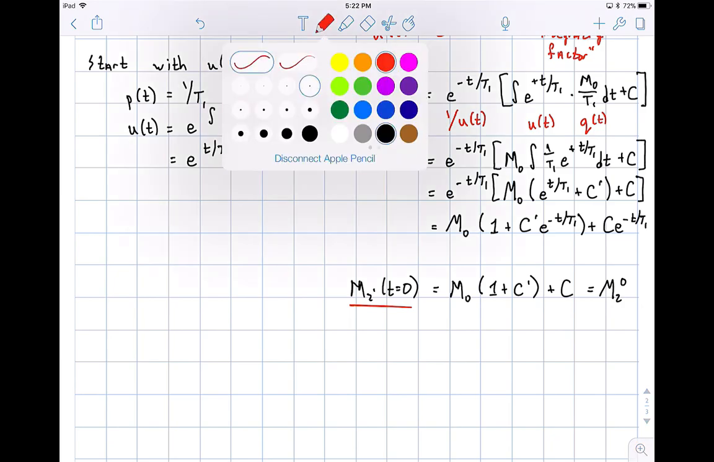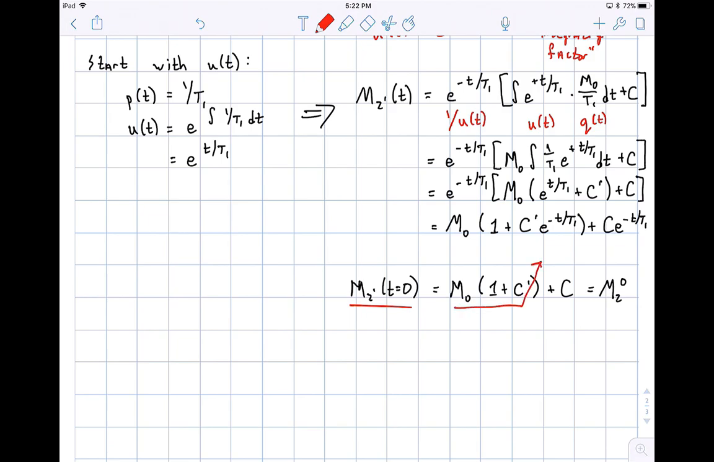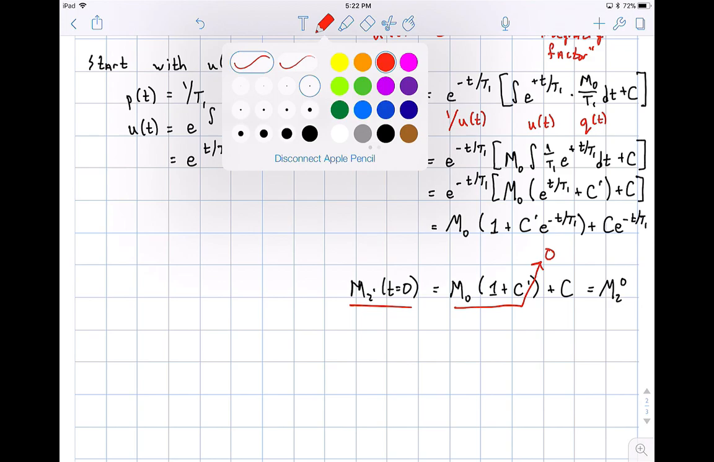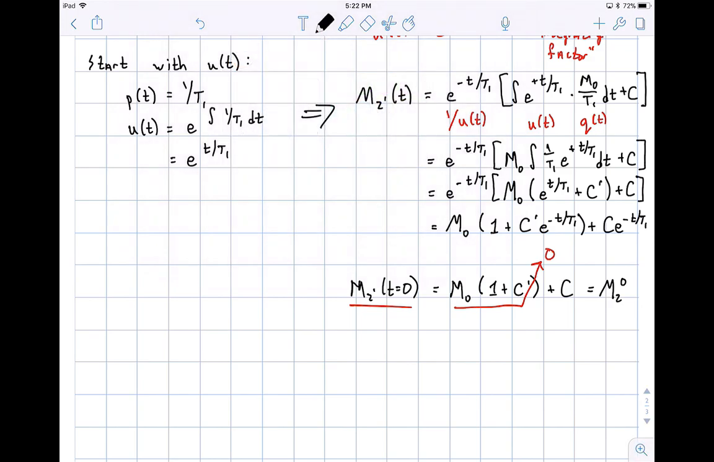Basically, on this side here, you want this term here to go to 0, and you want the other term to look like an mz naught term. So for that to be the case, you have to have c prime equal to minus 1, and c equal to 0. And so what does that mean for us? Well, it means we can write down the final answer for mz prime as a function of time. And that's equal to m naught times 1 minus e to the minus t over t1 plus 0.